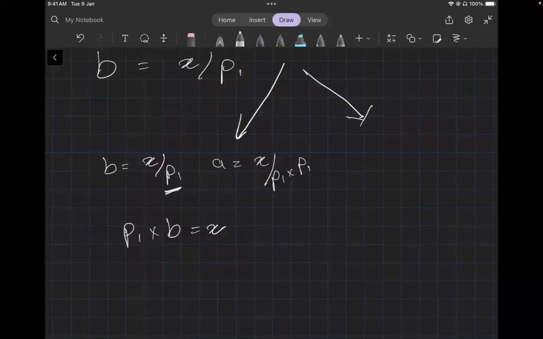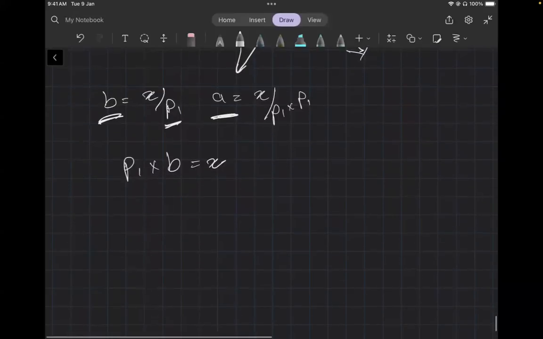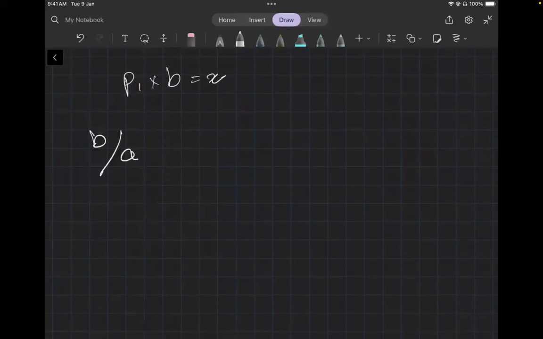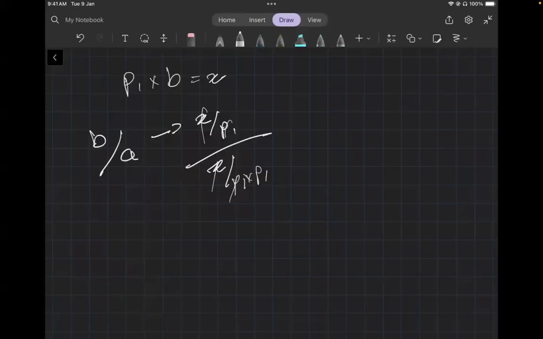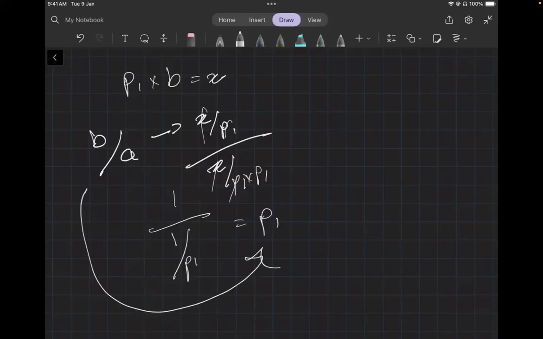So how will we find this p1, guys? We are given a, we are given b, and we have to find p1. Exactly. So if we do b divided by a, where b is nothing but x divided by p1 and a is x divided by p1 into p1, these two cancel out, these two cancel out. What we are left with is 1 by 1 upon p1, which is nothing but p1. So b by a gives us p1, and in the end we will just print b into p1.